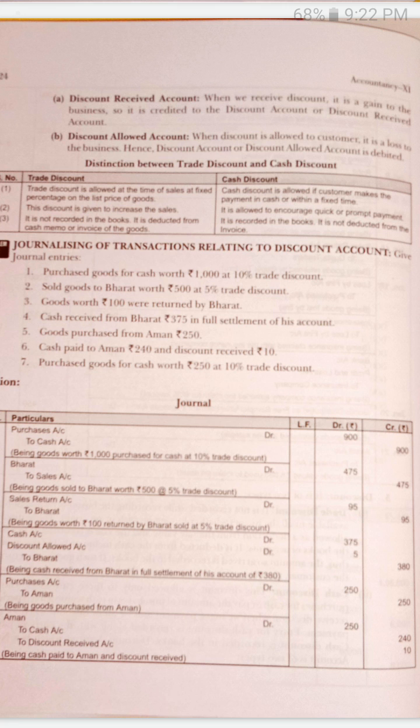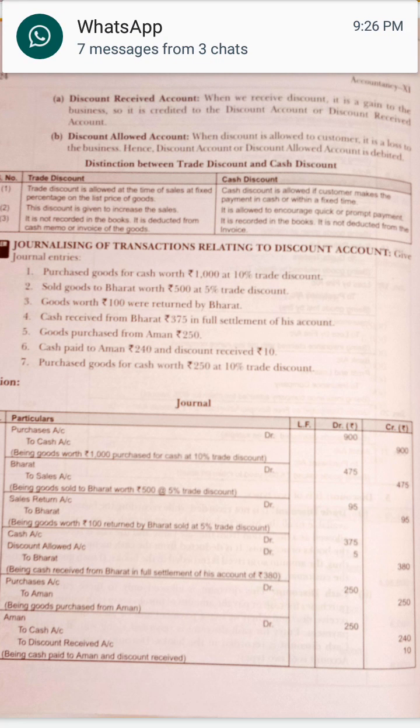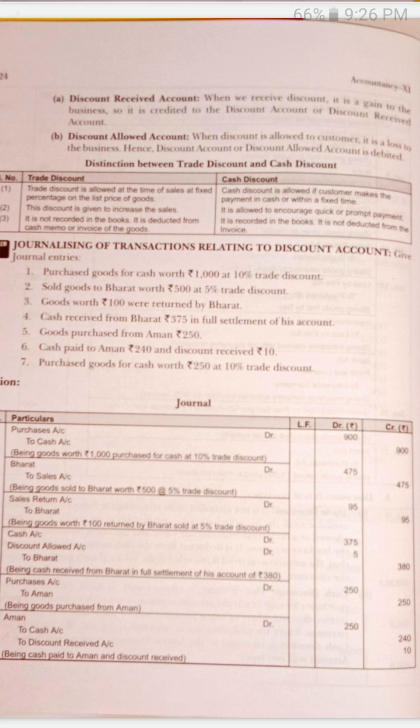So after subtracting the trade discount, what is the amount? 95. So he is not liable to pay rupees 95 because he returned the goods. So in 475 we are subtracting 95. The balance is 380. So now he is liable to pay only 380, but in 380 we received only 375 from Bharat. So the balance 5 rupees is a discount, which is allowed to Bharat.